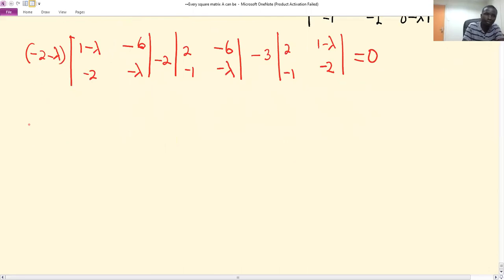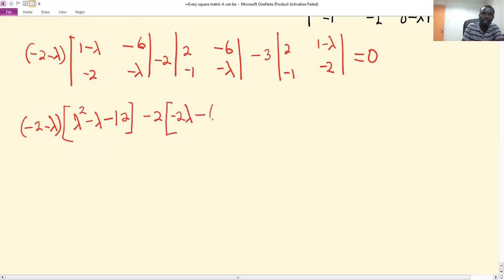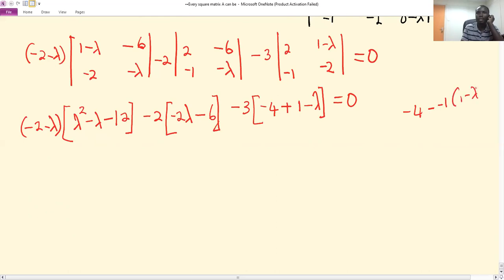Now I'll have minus 2 minus lambda into this by this, I'll have lambda squared minus lambda. This minus 2 times minus 6 is positive 12, so minus 12. Minus 2 into minus 2 lambda, minus 6, minus 3 into minus 4, now plus 1 minus lambda equals 0. Of course, I'll have minus 4 minus minus 1 into 1 minus lambda. So minus minus is plus. So minus 4 plus 1, then minus lambda.